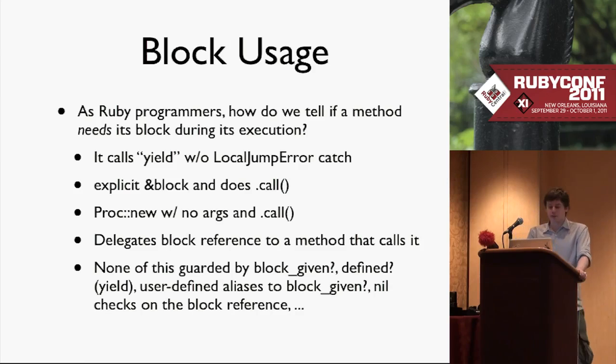That's proven. But the other thing, you could introduce the explicit ampersand block variable in the method signature and then call it. You could use Proc.new to get a hold of it. Or you could not even call it right there, but delegate it to a method that does call it. And as long as none of these are guarded by block_given?, define yield, any user-defined. Oh, yes. You mean like alias_method and the alias keyword? Square brackets versus call. Make sure. Oh, yeah, absolutely. And user-defined aliases to those methods. But yeah, you can define an alias to block_given?.